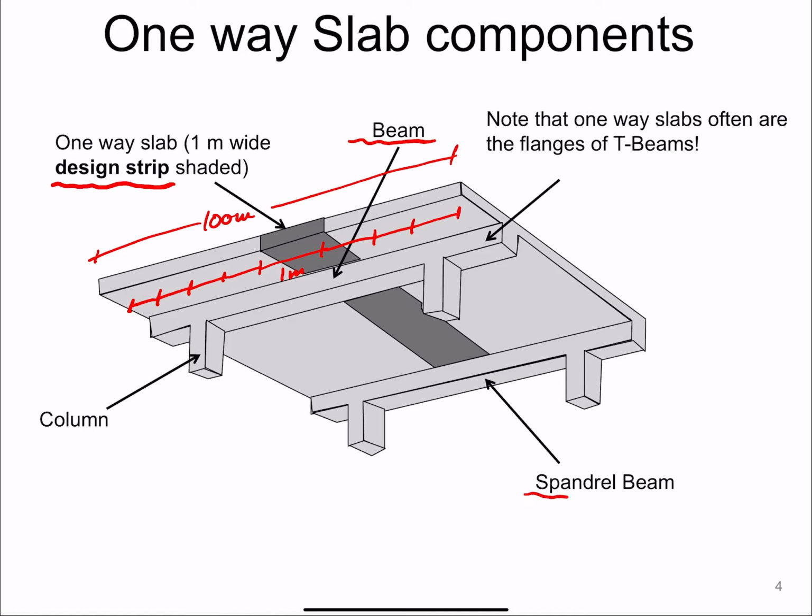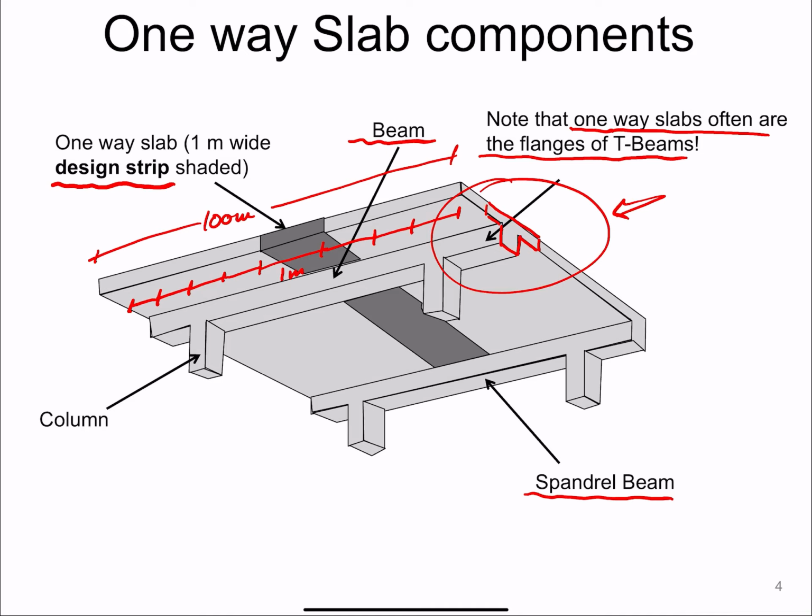If they are the big elements that support other beams, they are called spandrel beams. Now, if you take a look at this part of the figure, you will see that one-way slabs often are the flanges of T-beams. You see your T-beam over here. So that flange in the other direction was the one-way slab.